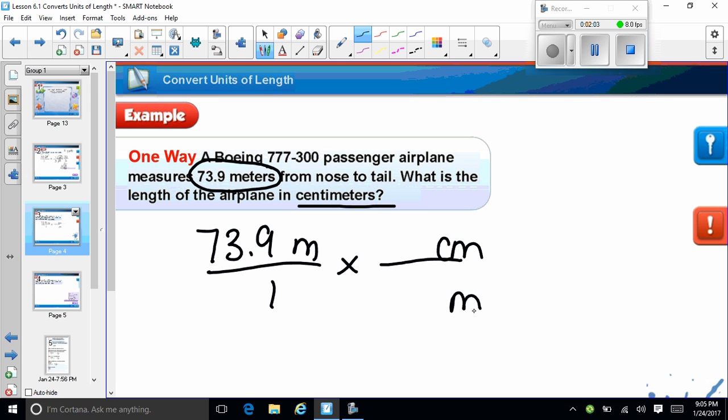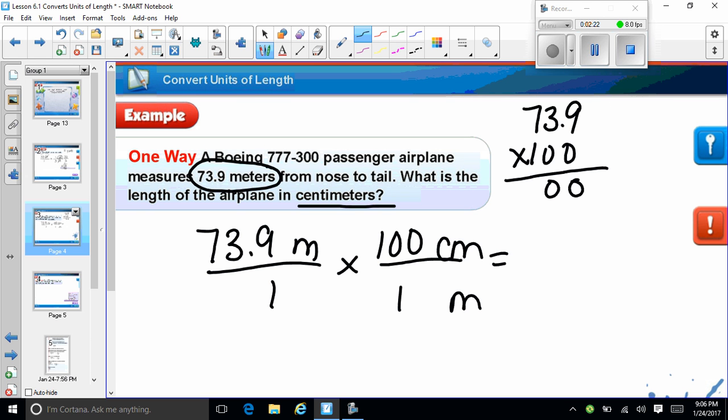And I need to ask myself, how many centimeters can go into a meter? Well, 1 meter equals 100. I then multiply across. In this case, since I'm multiplying by 100, I can simply move my decimal over, or I can set up the problem by using standard multiplication. I see I have 1 decimal spot, so I move it over, cross out my like units, and so I have 7,390 centimeters as my answer.